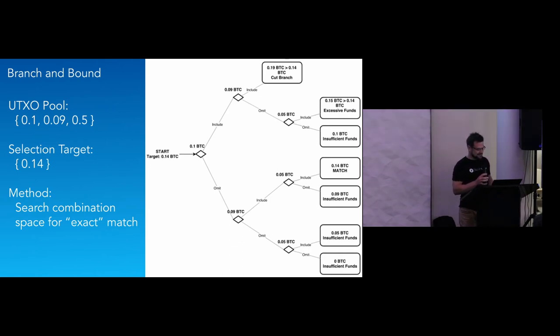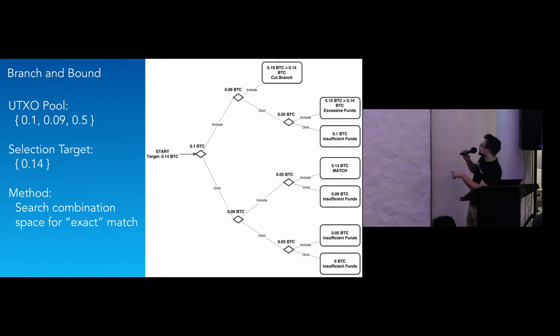All right, branch and bound. This is an example from my master thesis. I had a UTXO pool of three unspents. The unspents are 0.1 Bitcoin, 0.09 Bitcoin, and that should be 0.05 Bitcoin. And what we're trying to select for is 0.14 Bitcoin. And what the algorithm does is it basically builds all possible combination sets by first including the largest, then the second largest, third largest, and so forth. When it overshoots the target, it omits the one that it just tried, backtracks one up in the tree, and tries the omission branch instead.